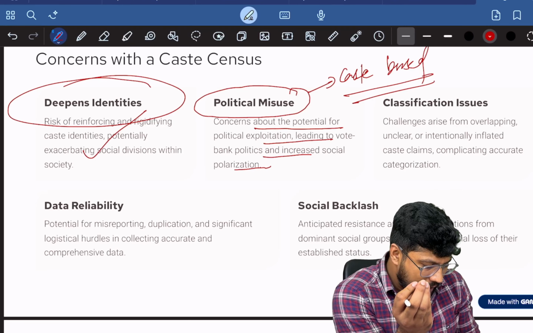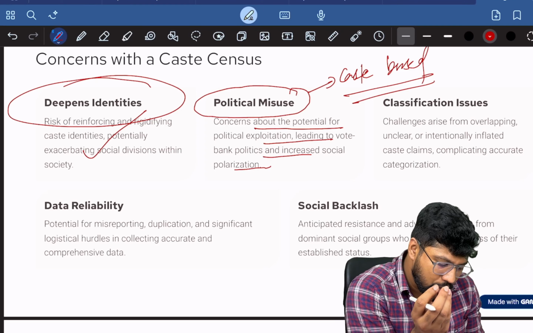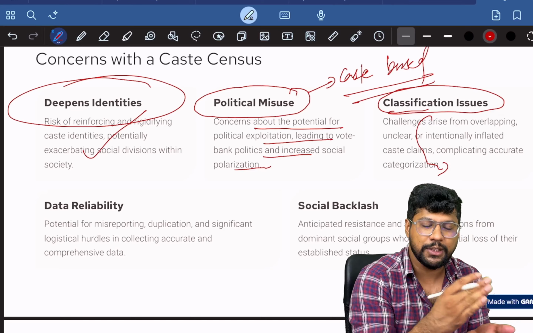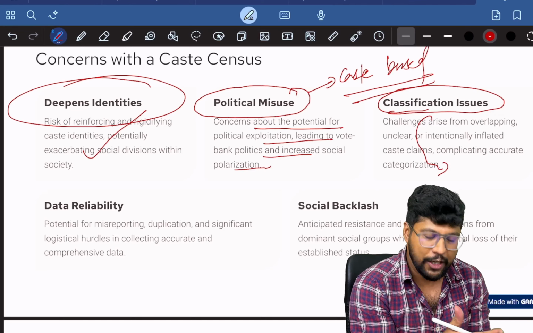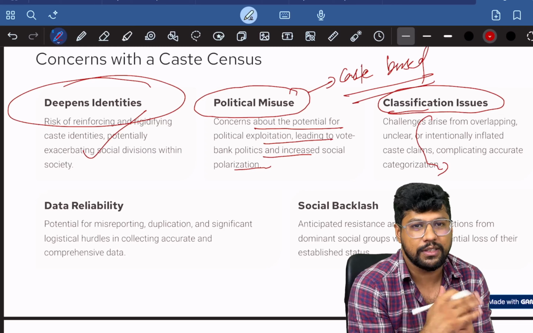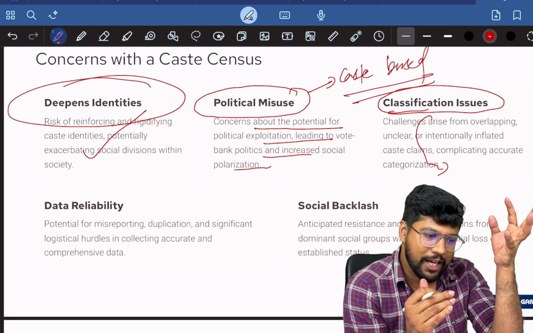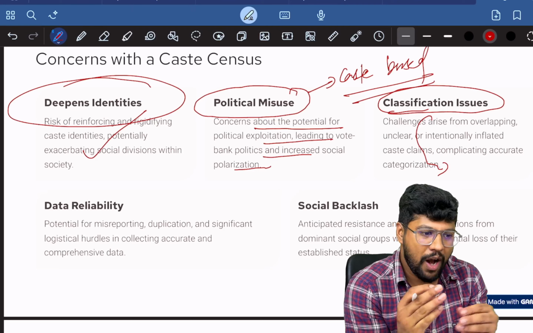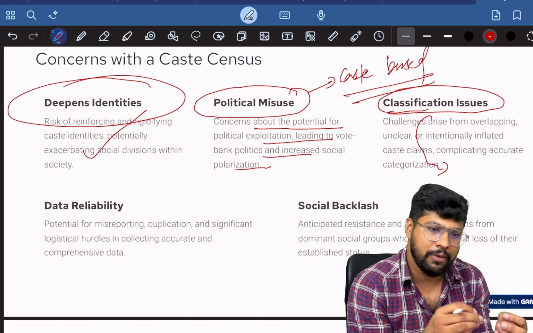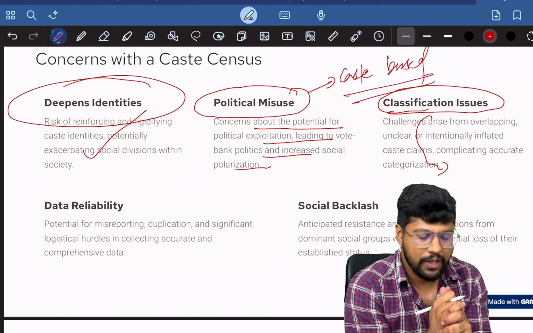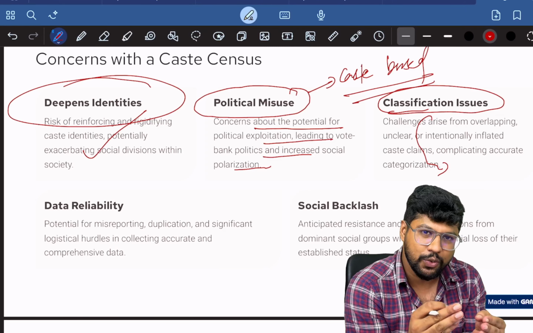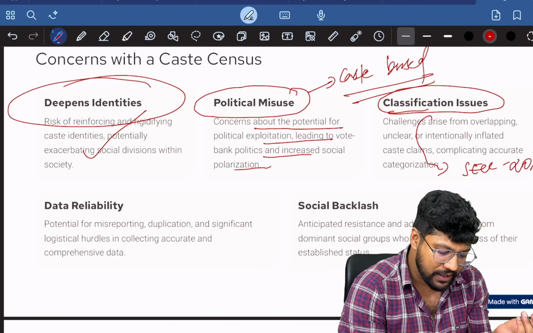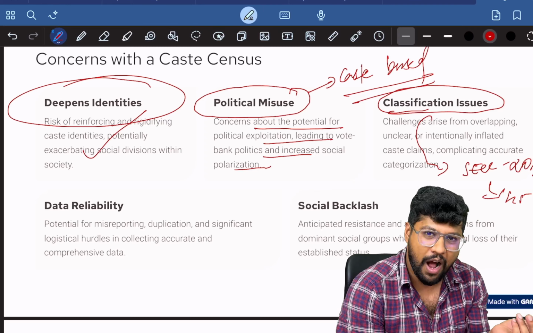This also will lead to a classification issue, because the caste-based enumerators are basically school teachers. These enumerators do not have much knowledge about caste. There is no exhaustive list of castes in Indian society. So whatever caste people say, they will record that particular caste. The problem here is the classification issue. As I already discussed, in the Socio-Economic Caste Census we saw 45 different types of caste present in India.